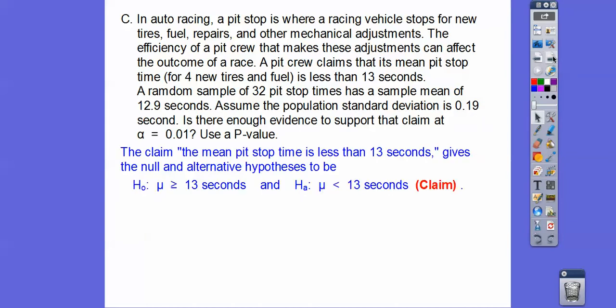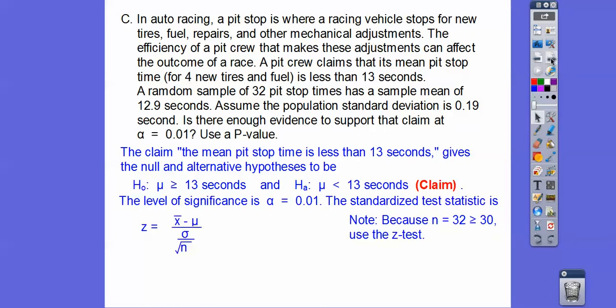So here we go. The claim is the mean pit stop time is less than 13 seconds. So that would be the alternative right there, and that's our claim. Give the null and alternative hypotheses. The null is greater than or equal to; the equal part is always the null. So the level of significance is that 1%.